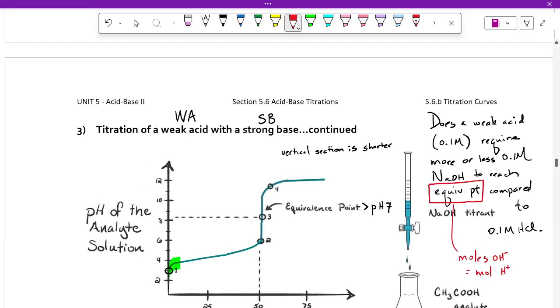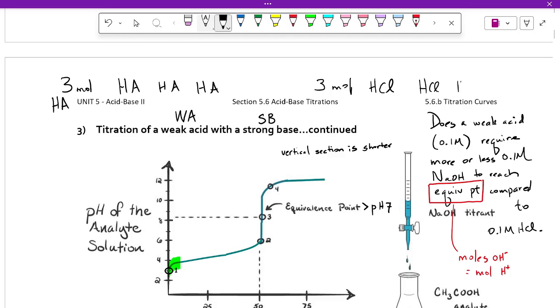Let's say I give you 3 moles of HA. HA. That's representing 3 moles of HA. And let's say we had 3 moles of HCl. HCl. We got 1, 2, 3. And we got 1, 2, 3.